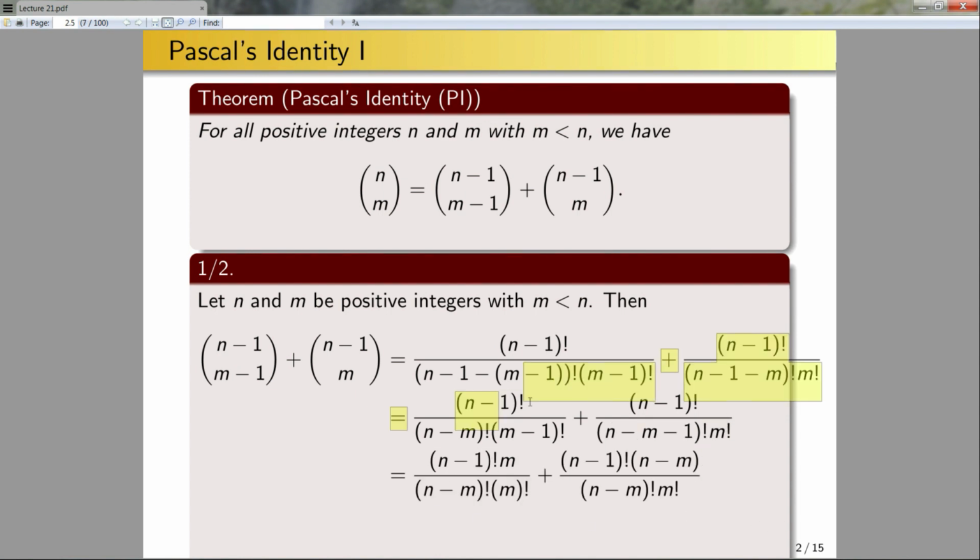If I do that, this is what I get. Here, multiplying this by m gives me m divided by m factorial. Again, m times m minus 1 factorial by definition is m factorial. And for this fraction, when I multiply by n minus m on the top and the bottom, here I get an n minus m, and in the bottom, this multiplied by n minus m gives me n minus m factorial. So now I can add these two fractions. Adding them gives me this.